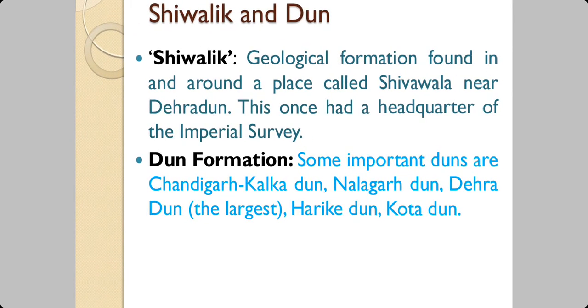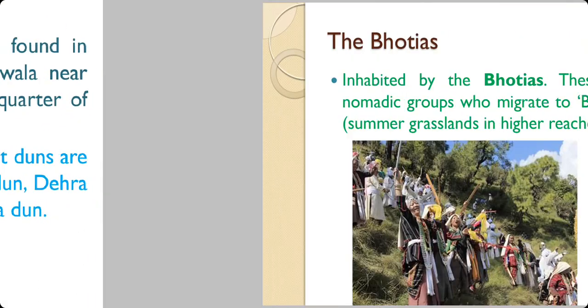Now about the Dun formation. Some important duns are Chandigarh and Kalka Dun, Nalagarh Dun, and Dehradun, out of which the Dehradun is the largest. Some other duns are Harike Dun, which is there in Punjab, and Kota Dun.